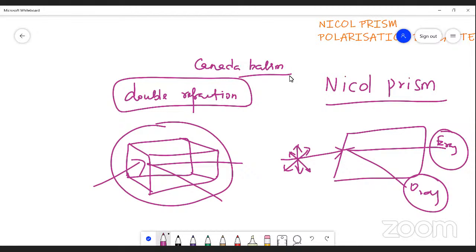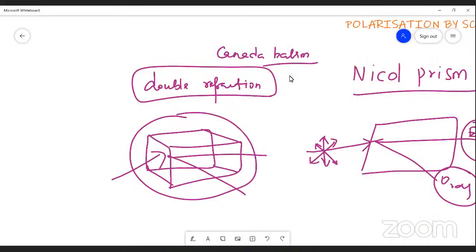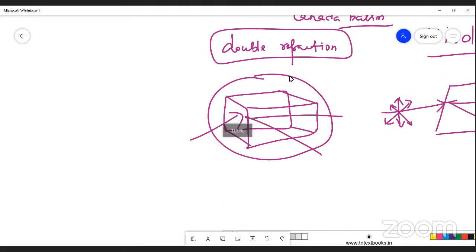Extraordinary ray, most of them plane polarized in a particular direction, and the ordinary ray also produces plane polarized light. What is polarized light? What is unpolarized light? I particularly want to calculate the direction and the vibrations of plane polarized light.